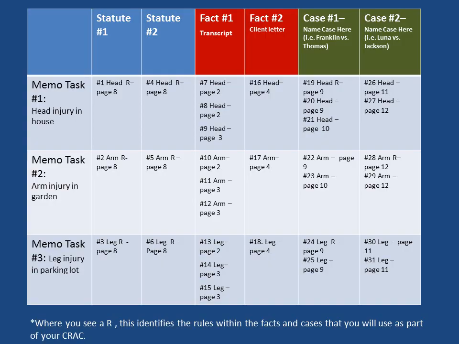This is going to help you when you develop your CRAC paragraphs in the discussion section. So that top row is only going to have head information. It will not have arm or leg information in it. So you could focus solely on that first row when you're writing that specific paragraph. For the second paragraph, you're going to focus your attention to the second row. For the third paragraph, you're going to focus your attention on the third row. So all the information, the facts, the rules, everything is going to be spelled out for you, and you'll know what page to go to find the information.